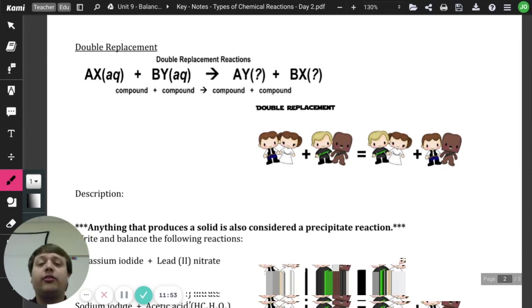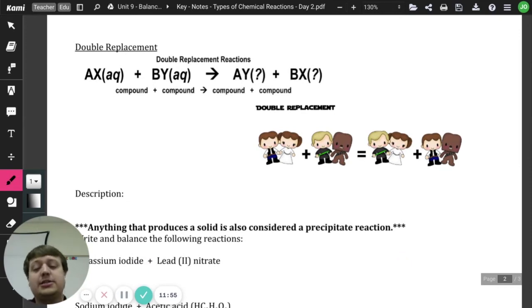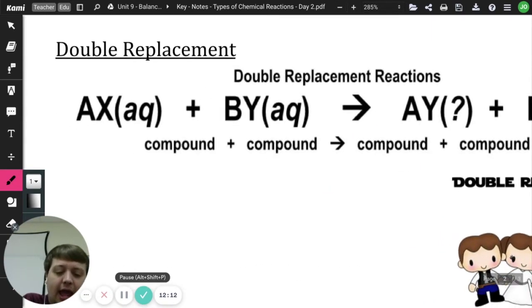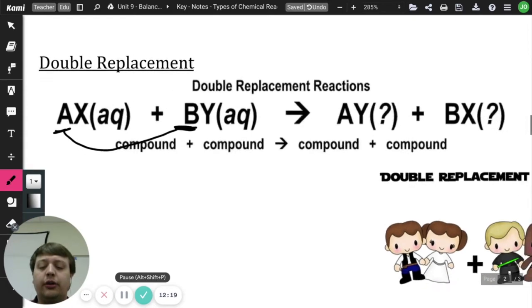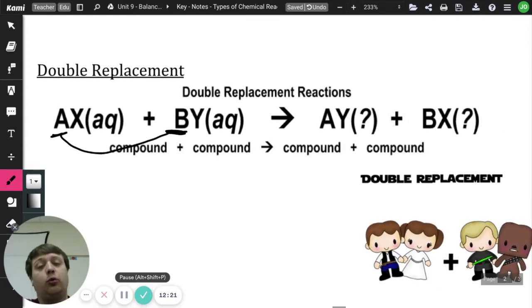All right, so now let's look at double replacement reactions. Double replacement reactions are very similar to single replacement in that one element is replacing another element, but in this case we've now got two compounds doing this at the same time. What we're going to see is that element A is going to swap places with element B, essentially. So element A would then be paired up with Y, and element B would be paired up with X.